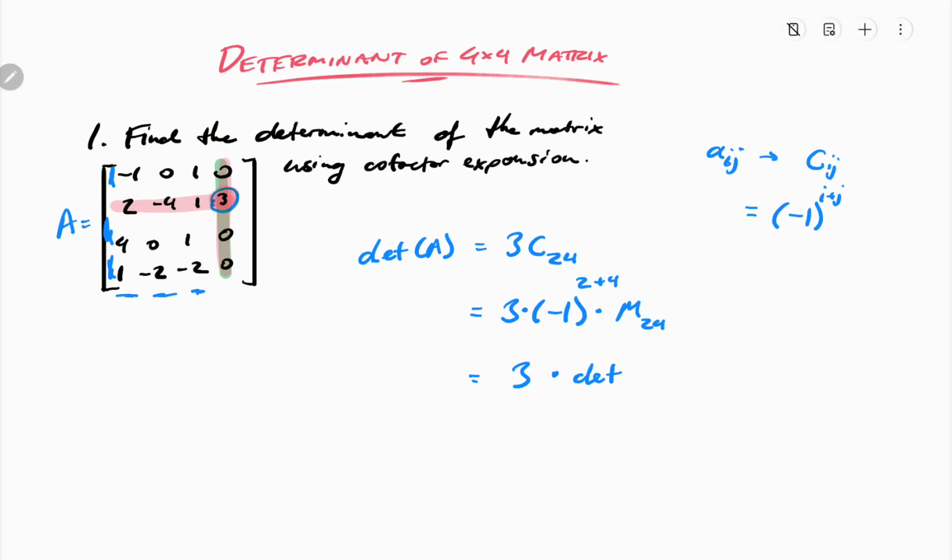So the minor will be a 3 by 3 matrix, which will be -1, 0, 1, this row, and then the second row will be this row, because we got rid of the second row of our original matrix. So the second row of our minor will be this one, so 4, 0, 1, and our third row will be the final one in here.